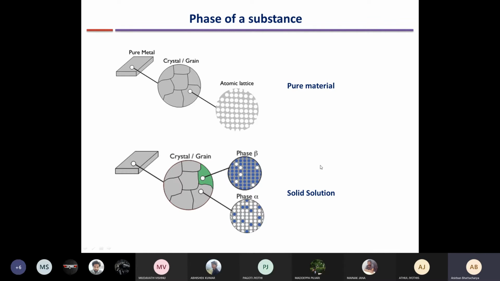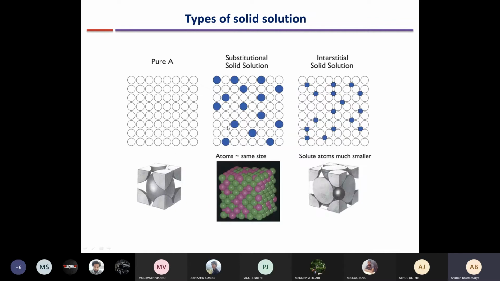Similarly, you can see here, which we have also discussed previously, if there is a pure material like this, a substitutional solid solution, which is a type of alloy where atoms of B replace atoms of A, forms like this. The atoms are typically of similar radius. Again, if they are exactly the same radius, then we can have any number of atoms of B replacing atoms of A. So any percentage of alloy composition is possible.